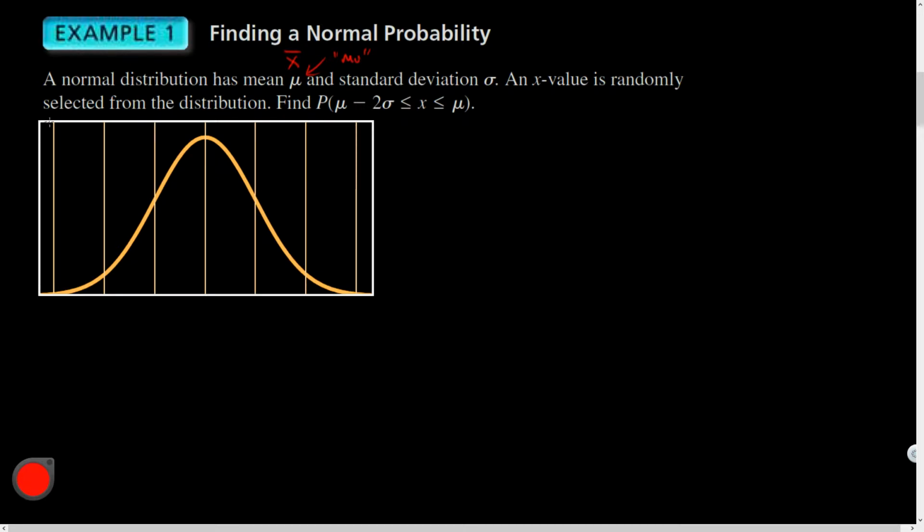An x value is randomly selected from the distribution. What this is asking for is the probability that it is 2 standard deviations below, all the way up to the mean. So what they're describing is 2 standard deviations below, all the way up to the mean. And they want to know what is the probability that any randomly selected data set would land in between here. How could I find that?